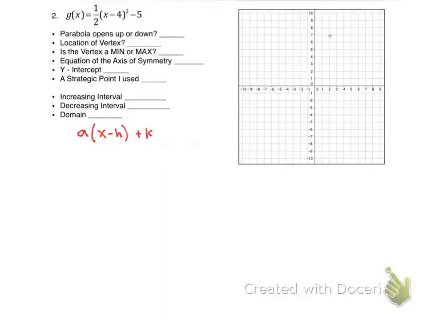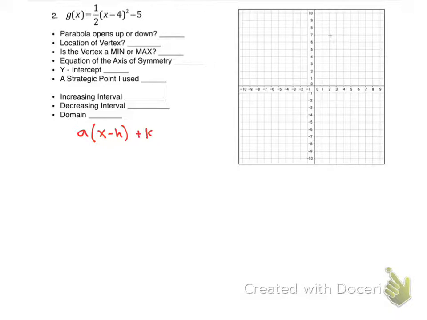So first thing we look at, let's go ahead and do our first bullet point here. Does a parabola open up or down? And we look at a. If a is positive, it opens up. And if we do look at a, our a here is 1/2. It's a positive 1/2. So our parabola is going to open up. So we know we have a U-shaped parabola for this one.